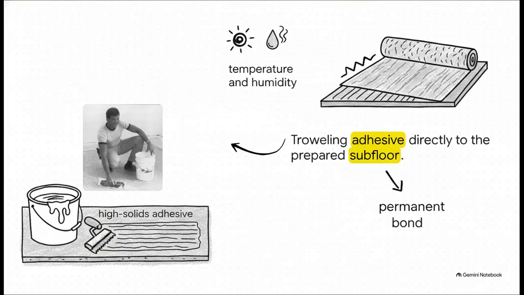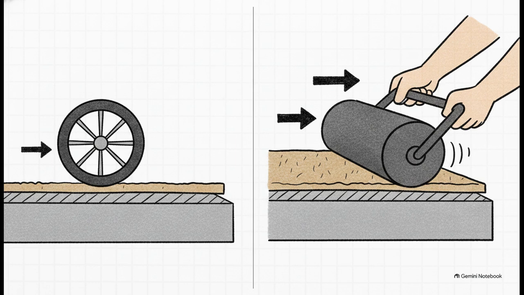So, in a standard direct glue down, the installer is physically troweling that high solids adhesive right onto the prepared concrete subfloor. After waiting for the proper open time, which, remember, is heavily dictated by those temperature and humidity rules we talked about earlier, the carpet is pressed directly into the adhesive to create a solid, immovable bond. The real beauty of this method? It's all about sheer stability.